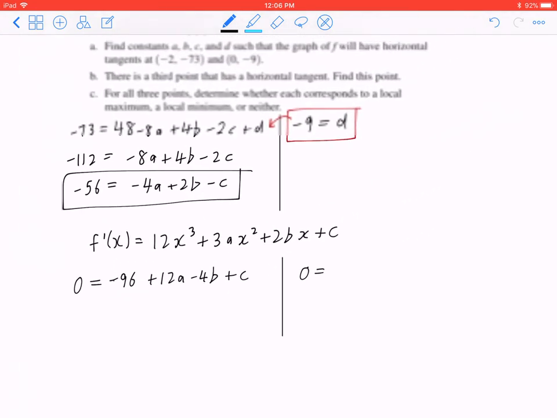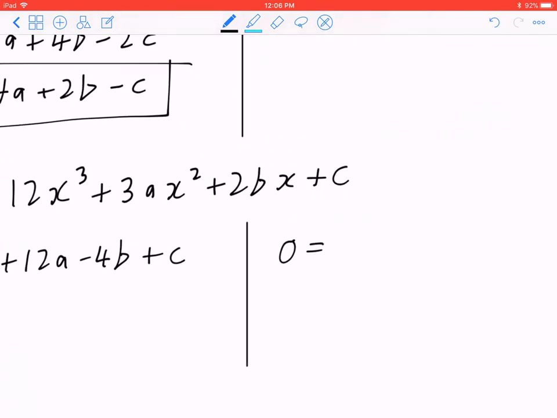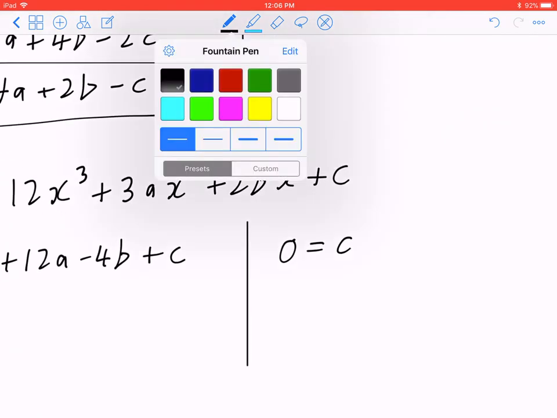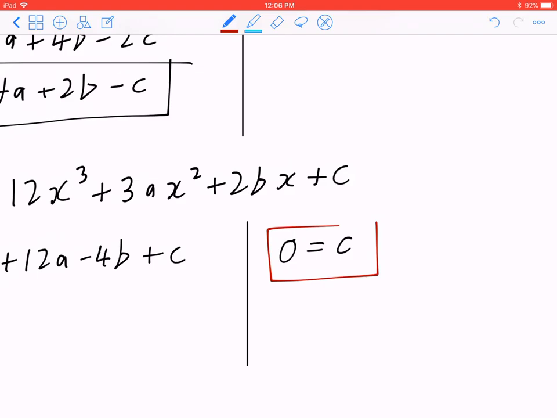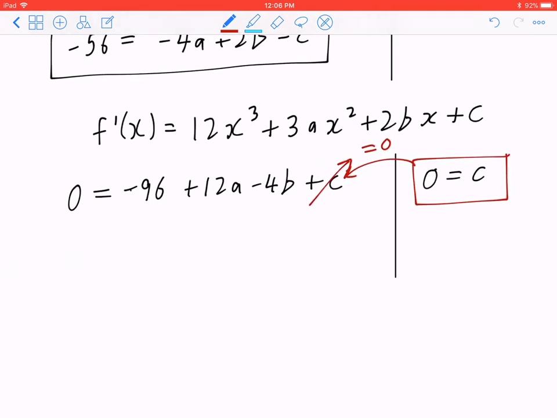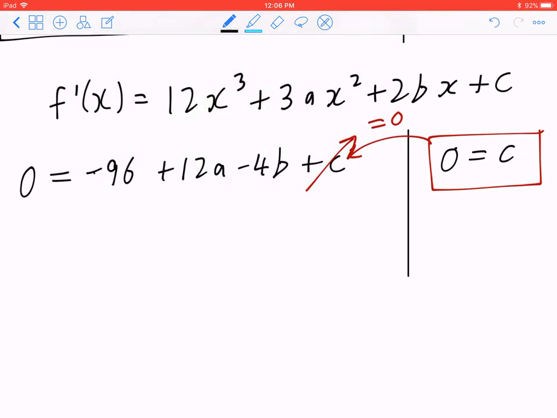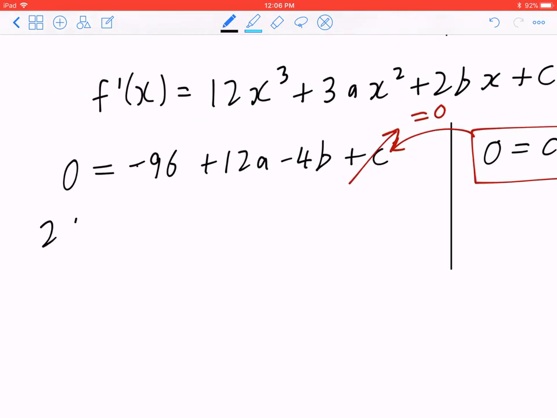Likewise, if you look at the second column, the second critical point is going to be 0. And at this point, I really hope you're in the moment. You can see that c becomes 0. When you plug it back into the first column, that becomes 0. You can also divide everything by 4. I can also bring -96 to the left. That becomes 24 equal to 3a minus b.